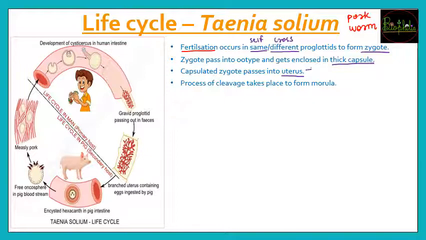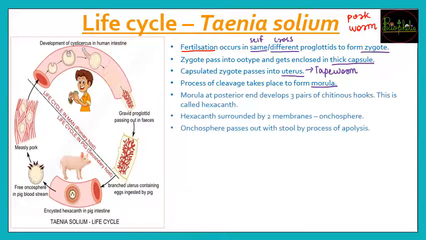Whose uterus is this? This is the uterus of the tapeworm, not the host. It is the uterus of the tapeworm. So once it passes the uterus of the tapeworm, it is going to move out of that and form the morula. This morula is going to have many different cells, that is, when cell division occurs, there will be formation of the morula.